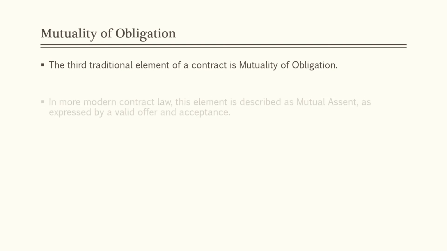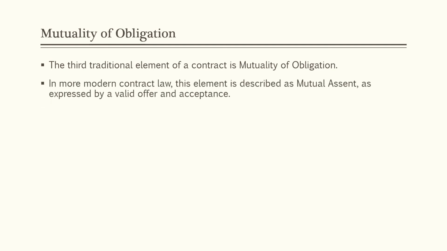We've now discussed offer and acceptance, the first two elements of a contract. The third traditional element of a contract is called mutuality of obligation. In more modern contract law, this element is described as mutual assent, as expressed by a valid offer and acceptance. Mutuality has kind of become part of offer and acceptance, but I listed it as a traditional element because you will still see it in lists of contract elements even today.